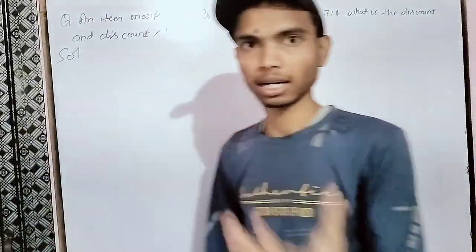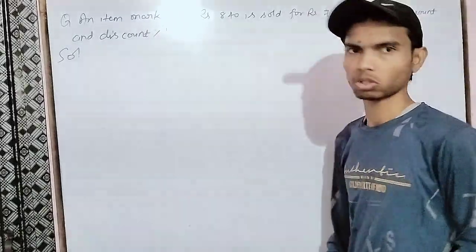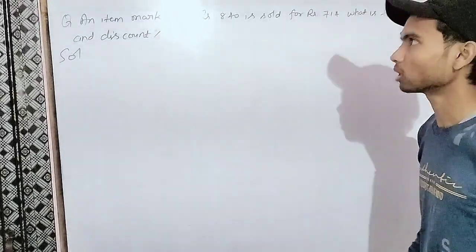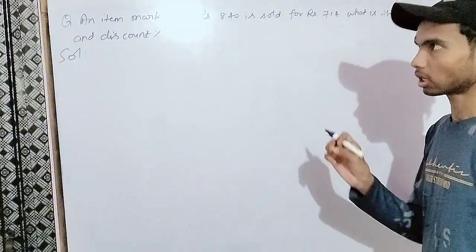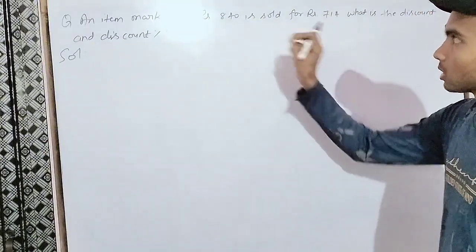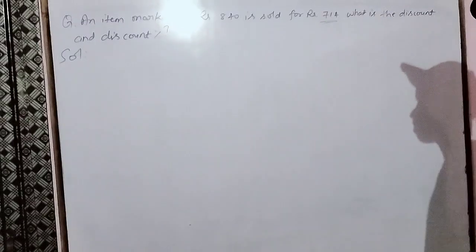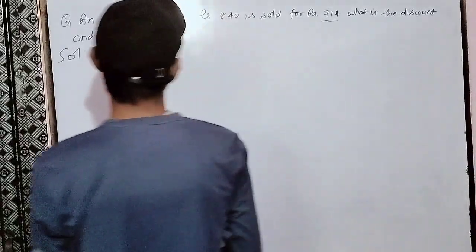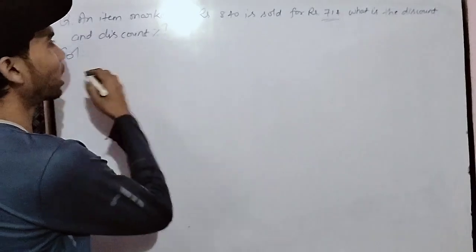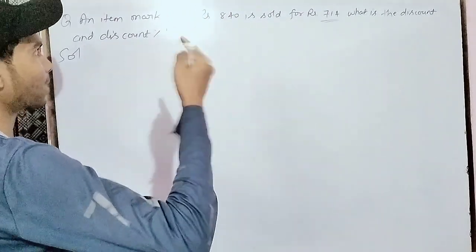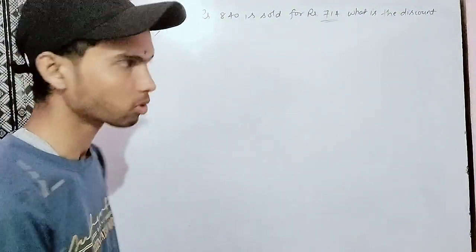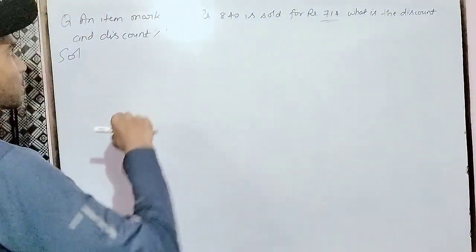Read this question. The question is saying that a material which is marked at rupees 840, which is the fixed price of the material, is sold for 740 rupees. So what is the discount, and the discount in percent? Already we know that to find a discount in rupees, it is very easy. But to find a discount in percentage, there is a little process.